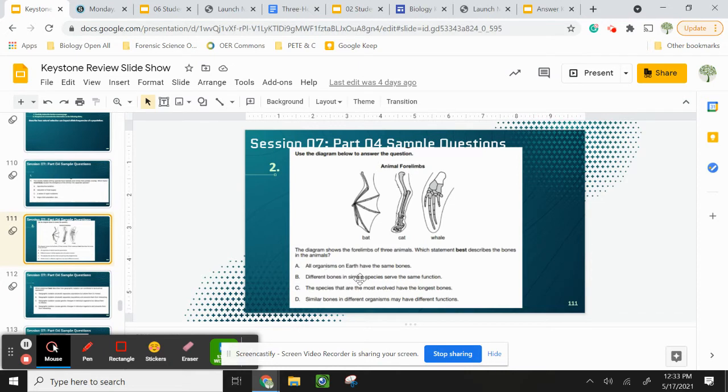All organisms on Earth have the same bones. Different bones in similar species serve the same function. The species that are the most evolved have the longest bones. Or similar bones in different organisms may have different functions. So, structure function question. Think about this for a moment. Answer it in the Ed puzzle.